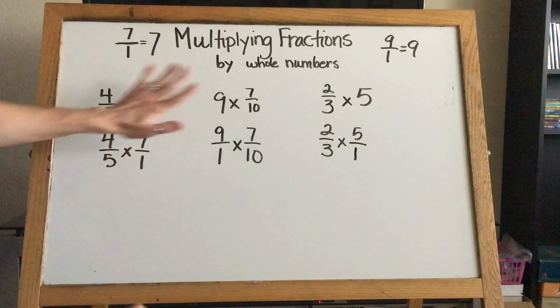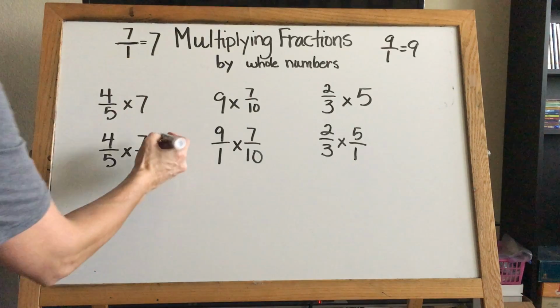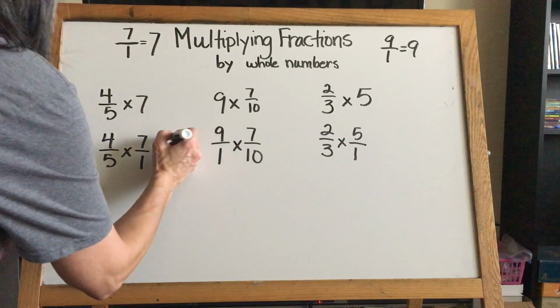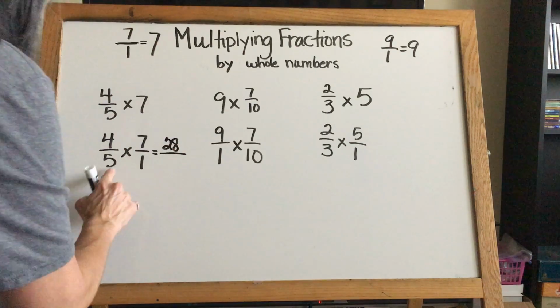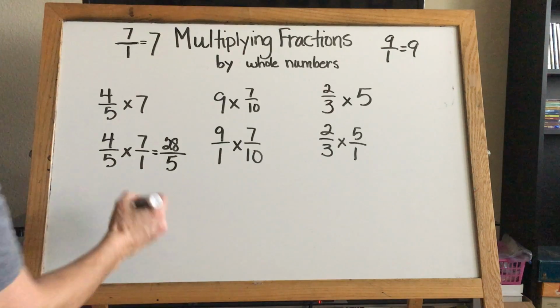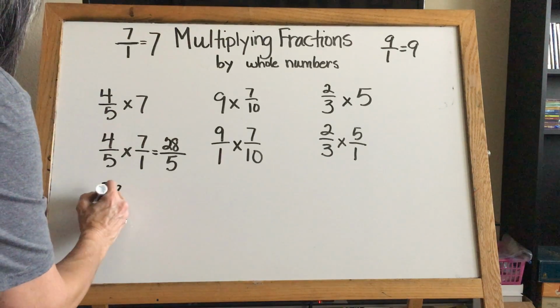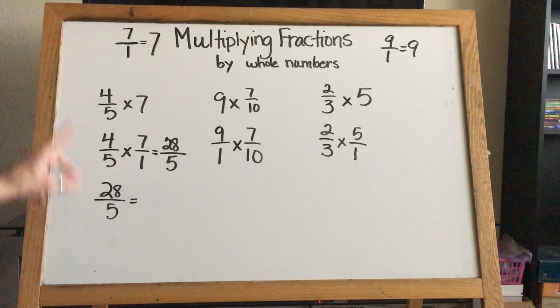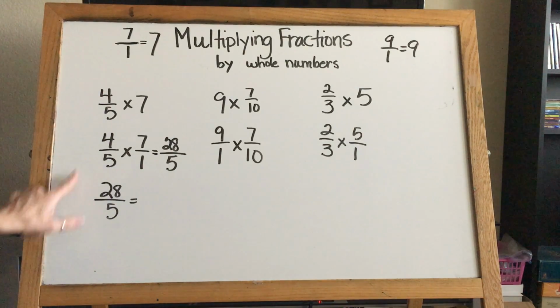Okay, so now we're set up. Same thing, guys. All we have to do is multiply straight across. So 4 times 7 is 28. 5 times 1 is 5, except, what are we looking at? Yep, we're looking at an improper fraction. So we're going to have to turn this into a what? A mixed number. Okay, same thing.